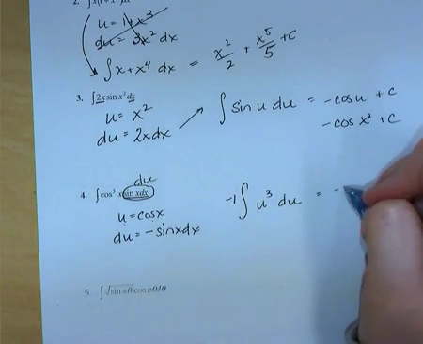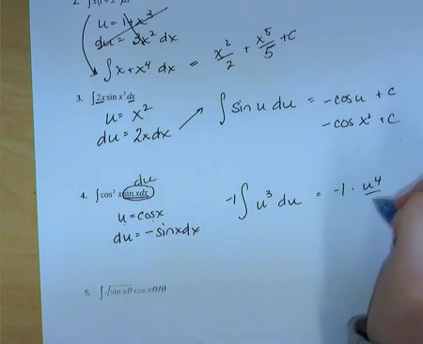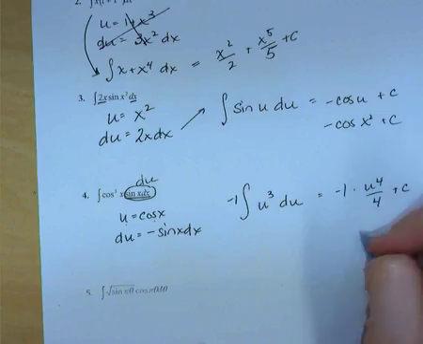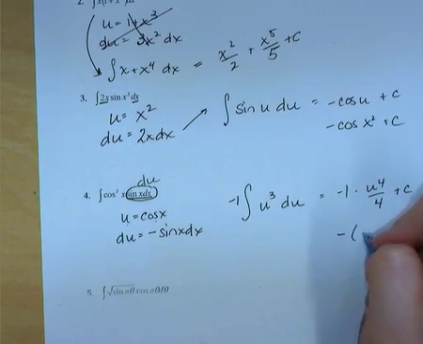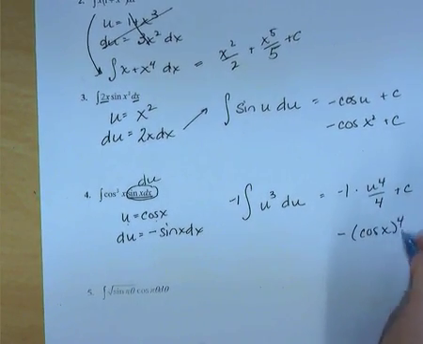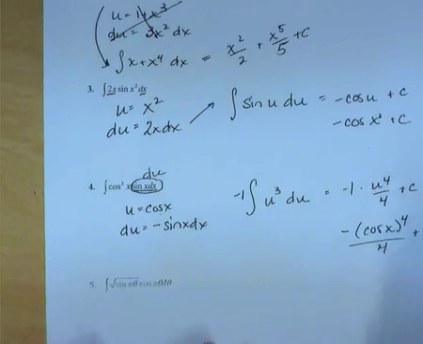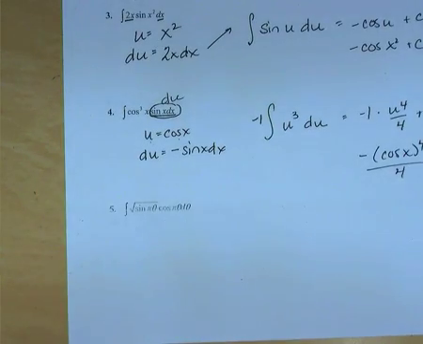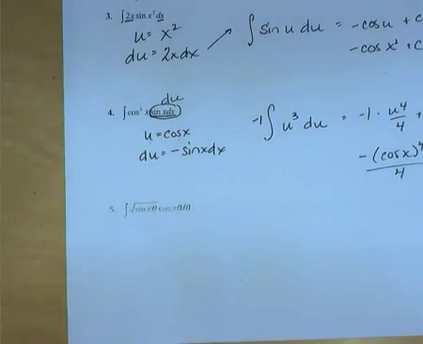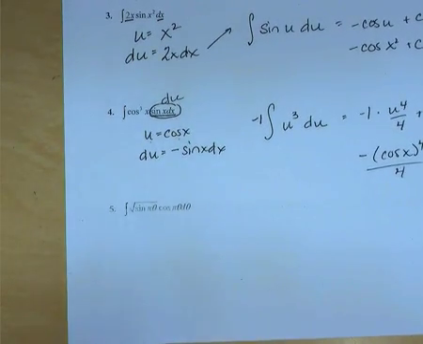Integrate, negative 1 times u to the fourth over 4 plus c. So this is going to be negative cosine x to the 4th all over 4 plus c. Okay? So now, number 5. If I look at this, I've got a square root. Well, let me look at what's under the square root.